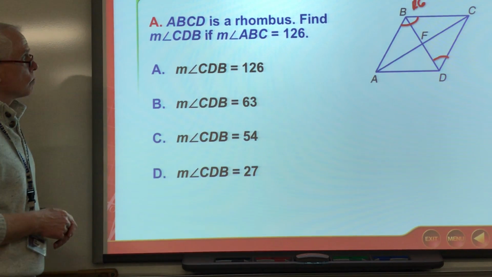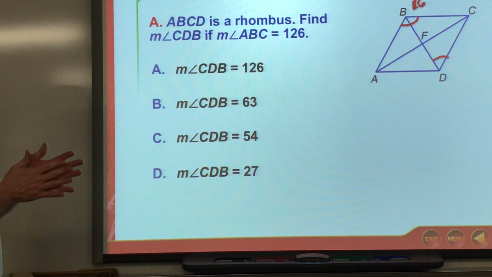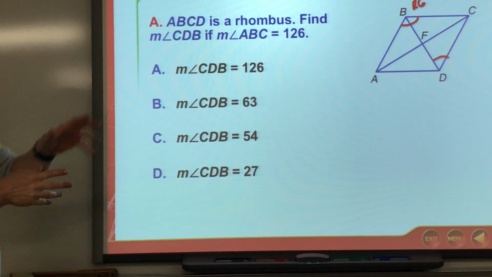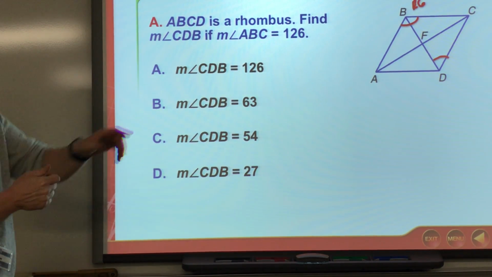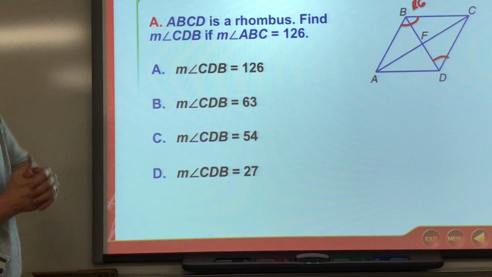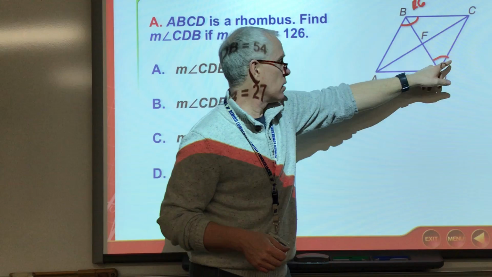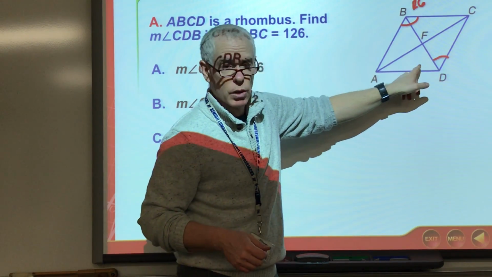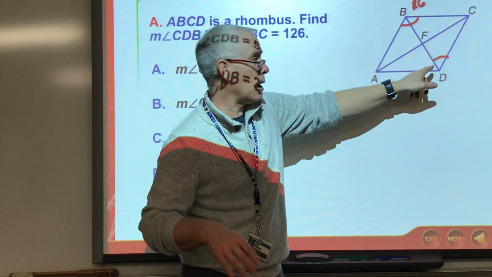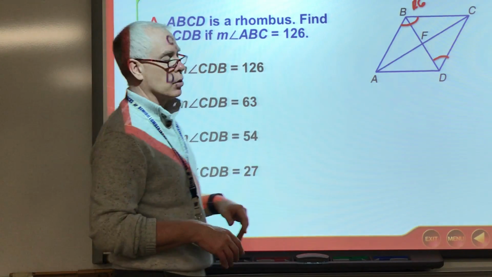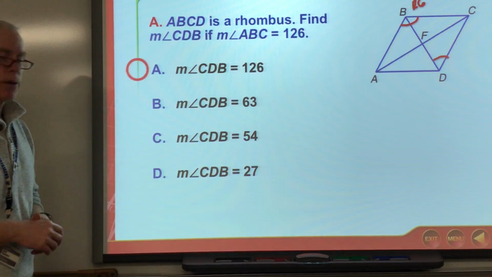Okay, think about this one on your own. Pause the video, see if you can come up with what it needs to be. All right, knowing it's a rhombus, and knowing that top angle is 126, they want me to find CDB, that little one on the other side. In a parallelogram, the opposite angles are congruent, so that entire angle would be 126. I also know the diagonals bisect the angle, so that one would be half of 126, or 63.